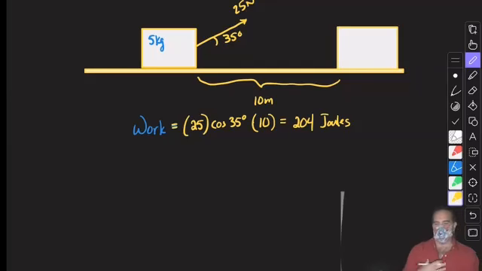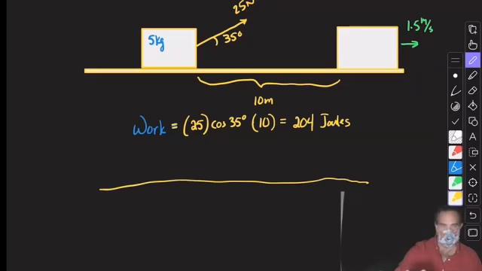This is the work done by me on the box. When the box got over there, it was moving at 1.5 meters per second. What was the net work done on the box? I'm asking something that we've not practiced before, and I'm trying to see if you're really paying attention to what we talked about. I'm going to give you a hint. Net work is the sum of the work done, and it equals the change in kinetic energy.